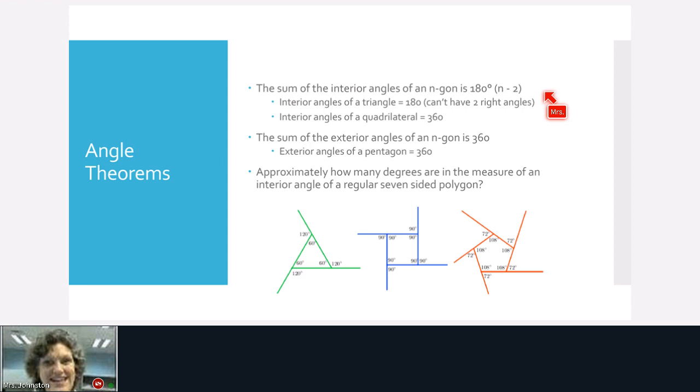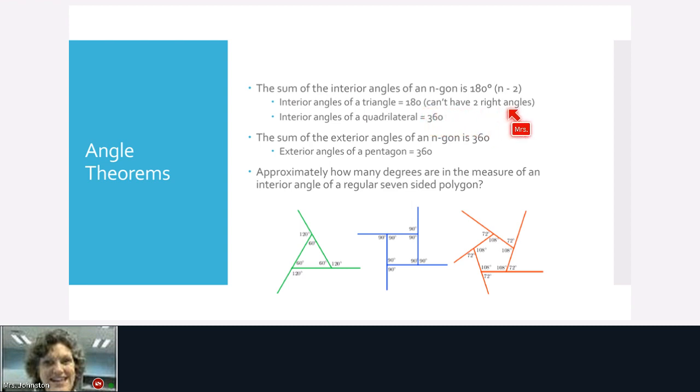So, for instance, the interior angles of a triangle would be 180 because it has 3 sides. If you subtract 2 from that, you get 1. 1 times 180 is 180 degrees. And so the total number of degrees inside a triangle will always be 180, no matter how big the triangle is, no matter how regular or irregular it is.